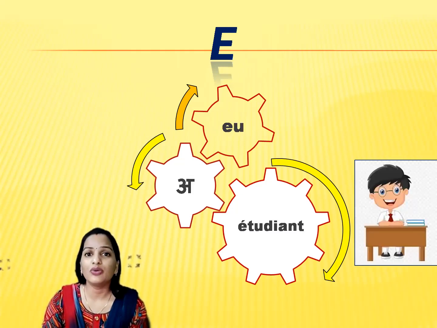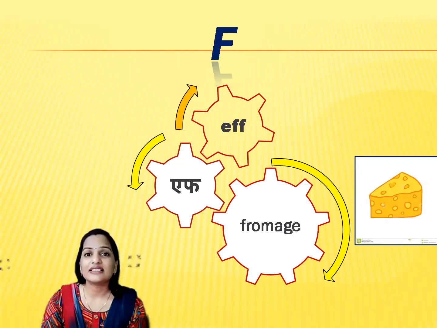Okay. Now next letter E. So E is pronounced as uh. The sound is going inside. Répétez après moi. Très bien. And one example from the letter E is étudiant. What is it? Étudiant. And étudiant means student. So, what we call a student in English, we call an étudiant in French. Répétez. Étudiant. Very good.